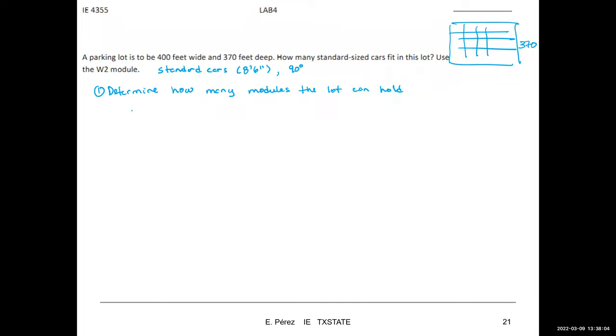So if you do 370 divided by 66, it'll be 5.6 modules. So this will be 5.5, meaning that you can have one module with just one lane and 5 modules with 2 lanes if you use 370 as your dimension. If you use 400, then you might be able to fit the entire 6 modules.